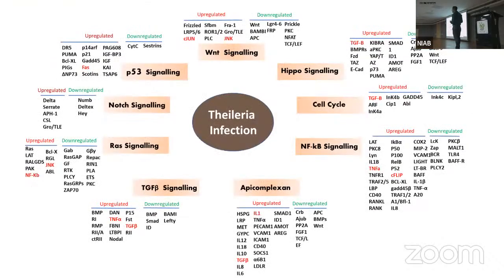This is the conclusion of this host transcriptome, where we have separated all the genes according to signaling pathway, and these are mostly cancer related. If a gene is reported, we have highlighted it in red, and all the black-colored genes are not reported till now.